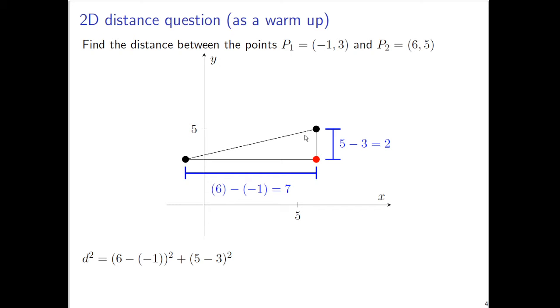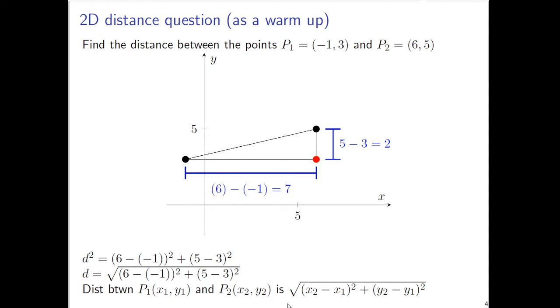Okay, the point being then that the piece we're looking for is the hypotenuse of a right triangle, so we can apply the Pythagorean theorem. Having applied the Pythagorean theorem, we can square root both sides, and you'll see the distance between point 1 and point 2, in general, is given by a formula like this: square root of, in parentheses, x2 minus x1 quantity squared, plus, in parentheses, y2 minus y1 quantity squared.